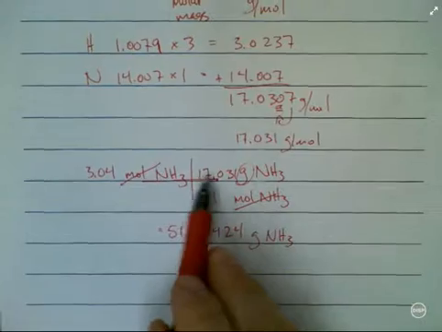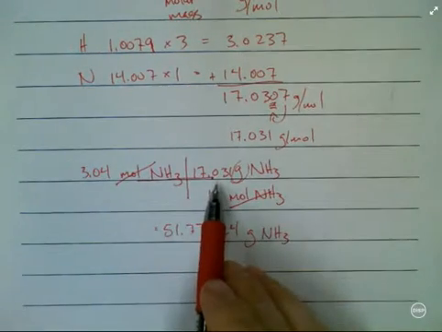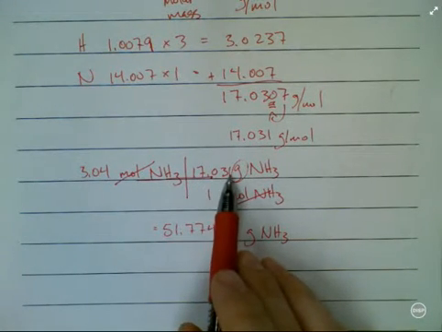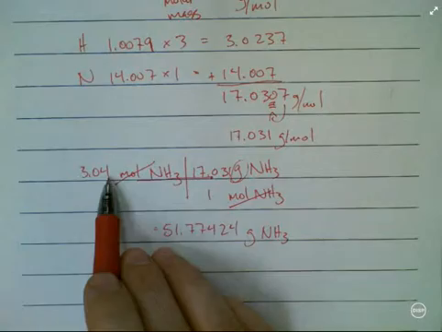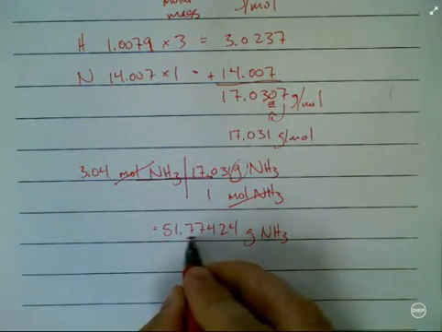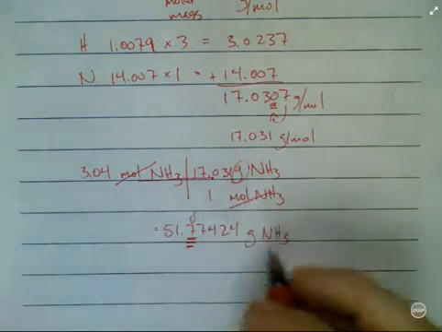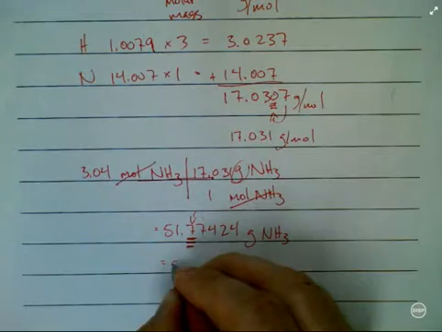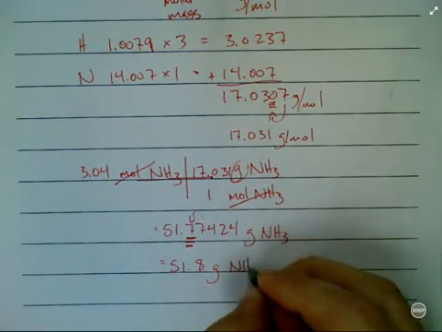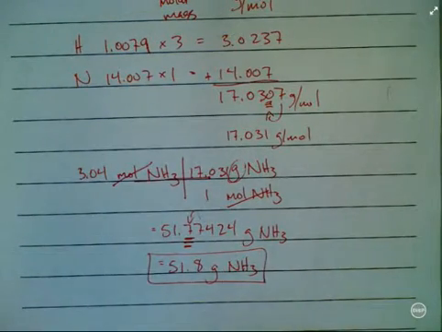I'm using multiplication here, so I need to consider which of these two values that I'm using has the fewest number of significant figures. I see 1, 2, 3, 4, 5 significant figures and 1, 2, 3 significant figures. So my answer can have only 3 significant figures. So I'll round to this place right here. The 7 tells me I want to round up. And so the answer that I will report is going to be 51.8 grams of NH3.